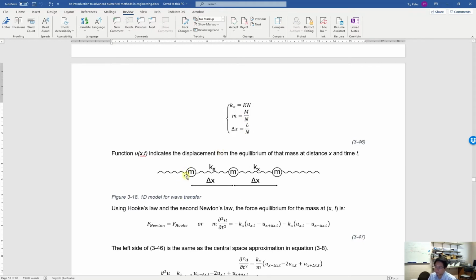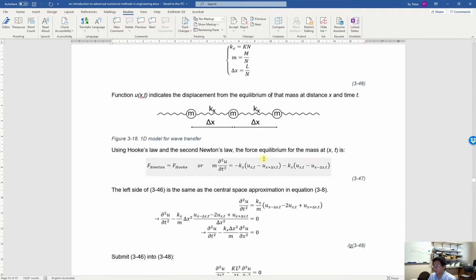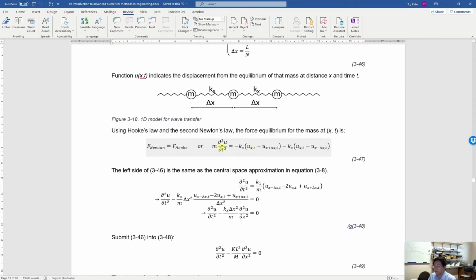This is different from the last tutorial, where we had only one single mass attached to a spring. Here, each mass will have two springs connecting it to its adjacent neighbors. Therefore, you need to calculate the stiffness of these springs. If the environment has a total stiffness K, then the springs between the masses will have the stiffness Kx equal to K times n, where n is the number of elements. And certainly, the length of the spring equals L divided by n, where n is the number of elements you divided into.